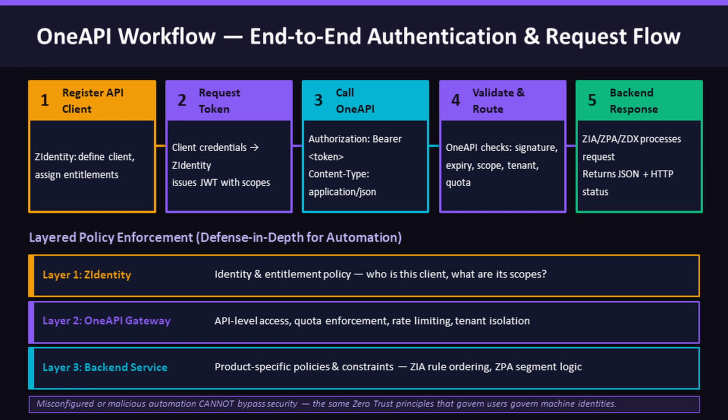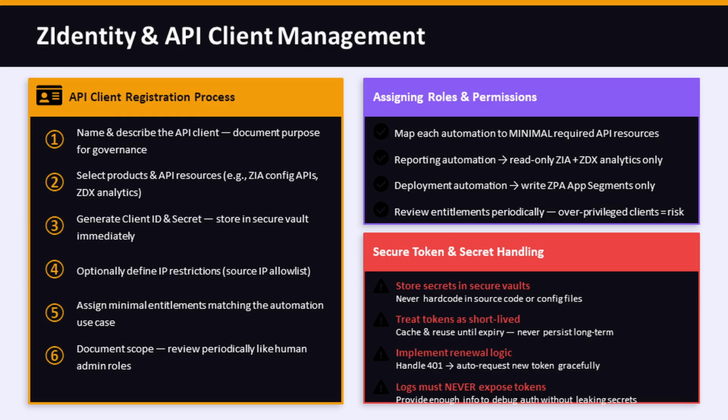Layer 1 is zIdentity, answering, who is this client and what can it do? Layer 2 is one API, answering, is this specific API call permitted within the quota? Layer 3 is the backend service, enforcing product-specific business rules and constraints. The critical insight: a misconfigured or malicious automation cannot bypass these layers. The same zero-trust principles that govern user access govern machine-to-machine. Managing API clients through zIdentity is the operational foundation of secure automation.